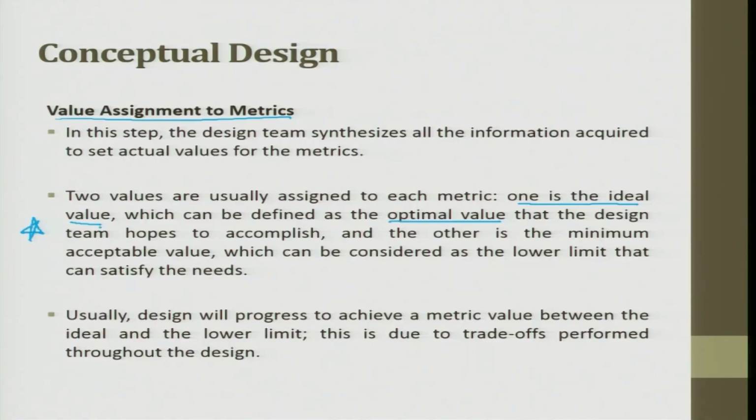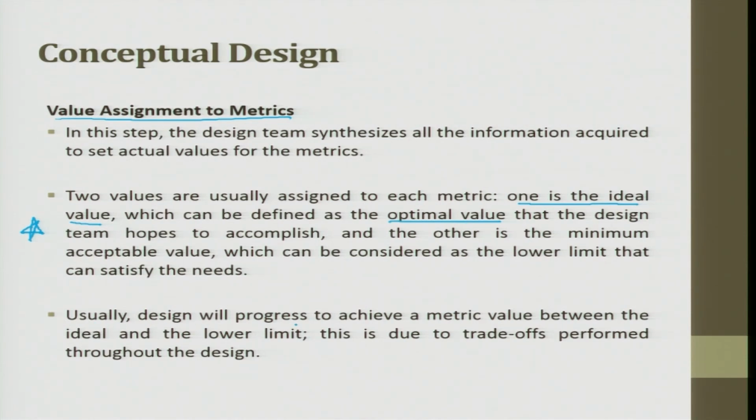One is the ideal value, which can be defined as the optimum value that the design team hopes to accomplish, 90. 90 is higher, but that is the optimum if I want to get admission in a good college. And the other one is the minimum acceptable value, which can be considered as the lower limit, 60 marks in the examination. So, if I get 60, I will get an admission. If I get 90, I will get a good college admission. That is what is given here, value assigned to metrics.